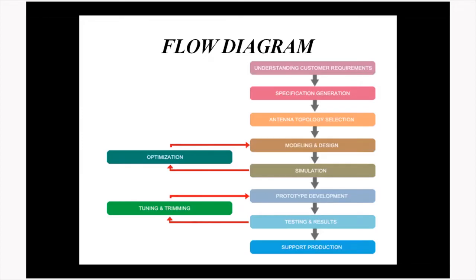This is the flow diagram of the L-shaped slot antenna. First of all, understanding the customer requirement, then the specifications are generated. Then the antenna topology is selected. After that, the modeling and designing take place. Then the operation is simulated as per the needs. Then the protocol is developed. After that, testing and results are evaluated in this process.